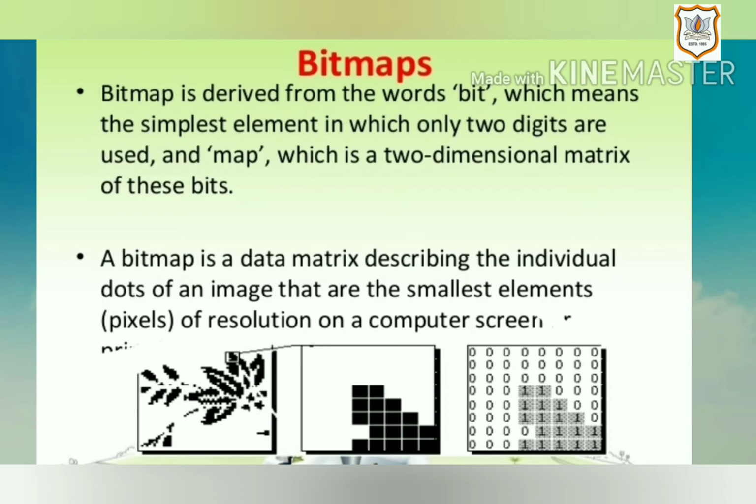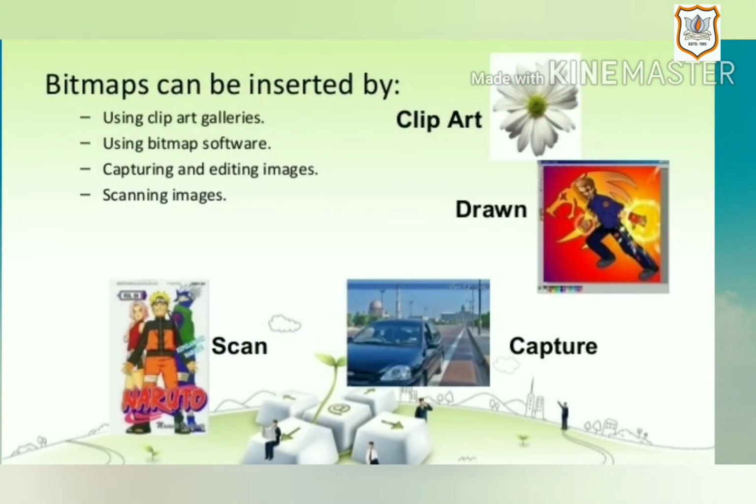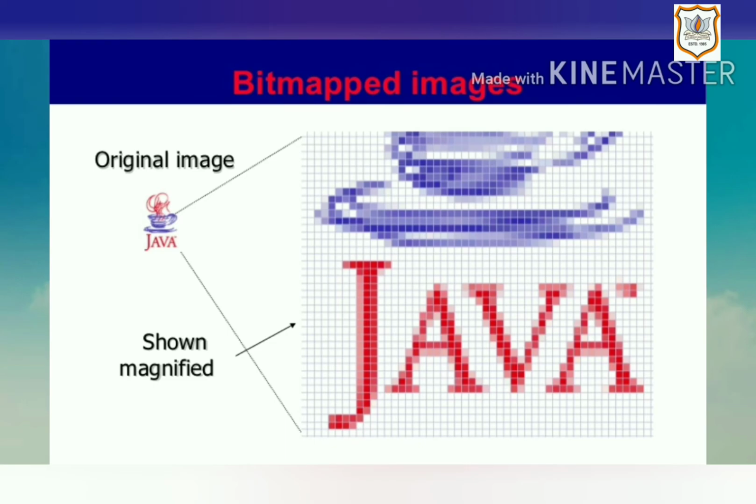A bitmap is a data matrix describing the individual dots of an image that are the smallest elements of resolution on a computer screen. Bitmap can be inserted by using clip art galleries, using bitmap software, capturing and editing images, scanning images. This image shows the example of bitmapped images.